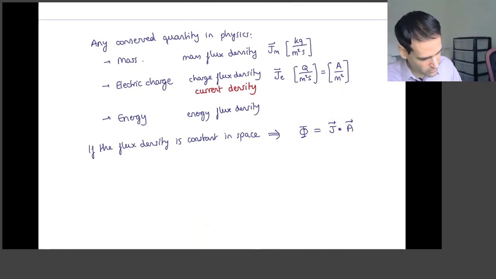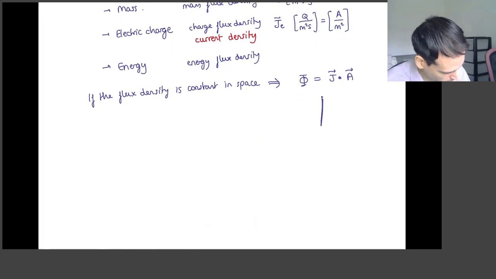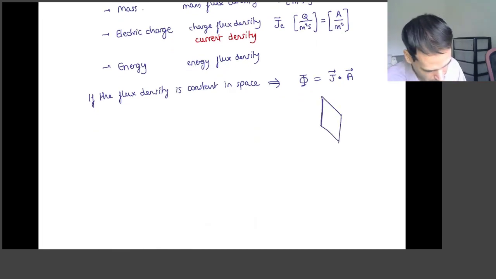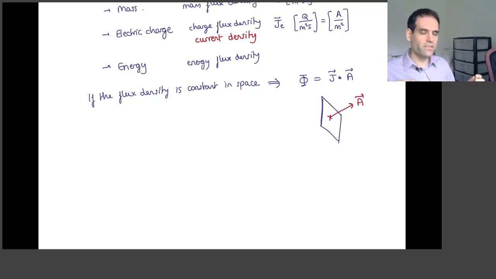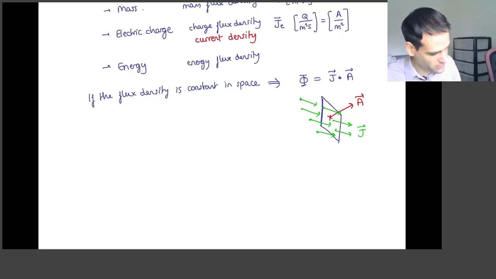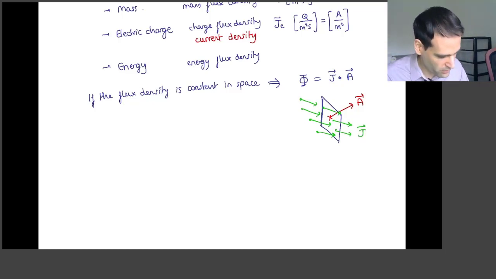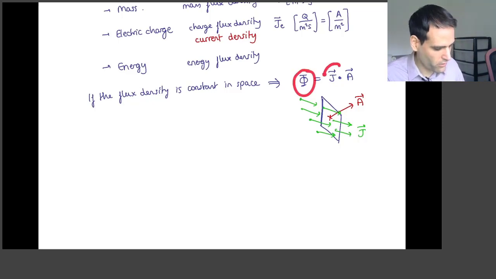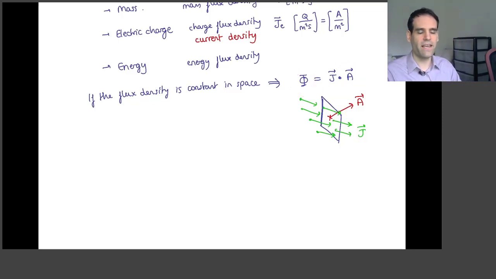Okay, so let's do a picture here to remind ourselves of this. So we have some area vector, which is in the direction normal to the area. And then we have some constant flux density, which is at another angle. I don't know what angle this might be, but it's an angle that crosses the area. This is the flux density vector, J. So the flux through this surface will be equal to the dot product between the flux density and the area. Okay? And this is true if the flux density is constant in space.